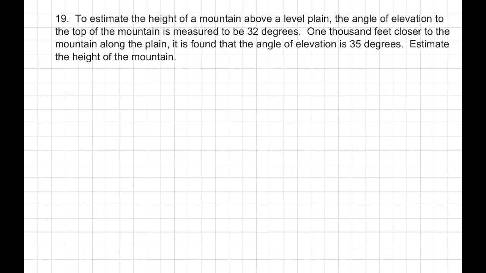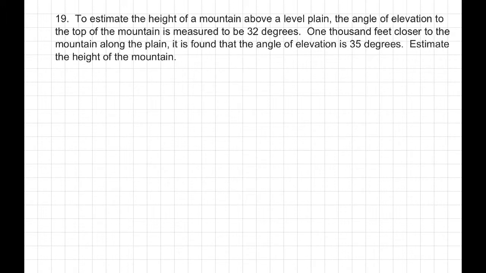Number 19. To estimate the height of a mountain above a level plain, the angle of elevation to the top of the mountain is measured to be 32 degrees. 1,000 feet closer to the mountain along the same plane, it is found that the angle of elevation is 35 degrees. Estimate the height of the mountain.